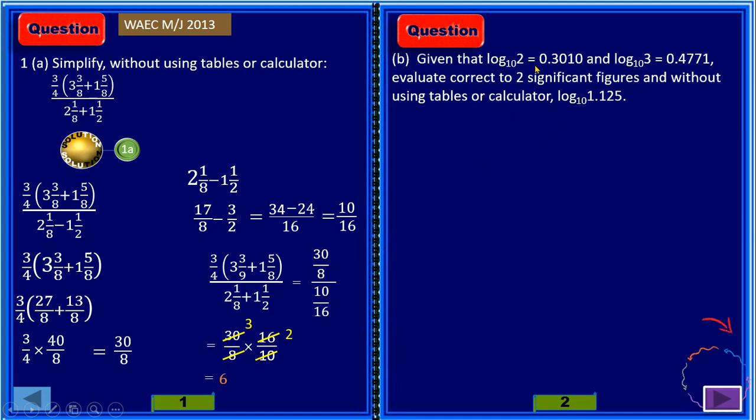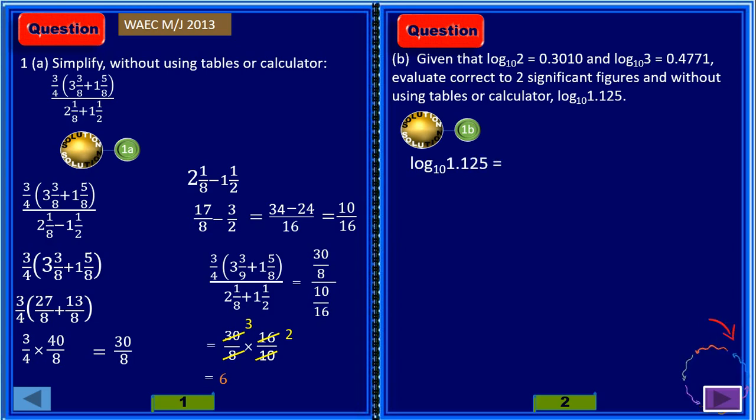Given that log 2 is equal to 0.3010 and log 3 is equal to 0.4771, evaluate correct to two significant figures and without using tables or calculator, log 1.125. Let's solve this question together now.